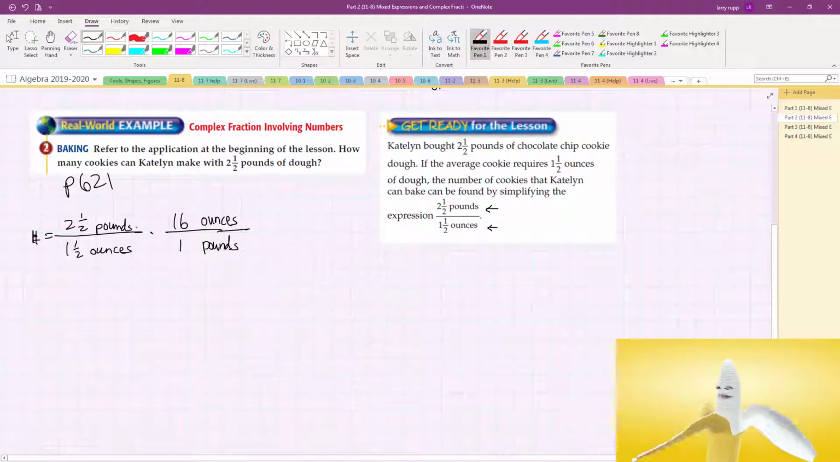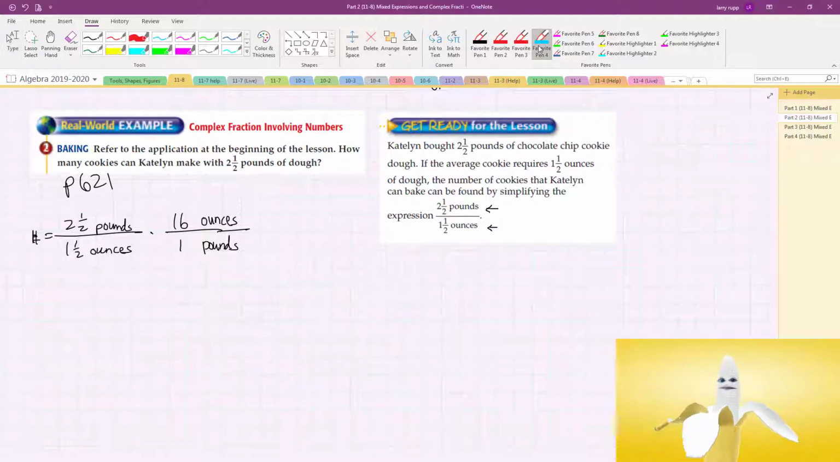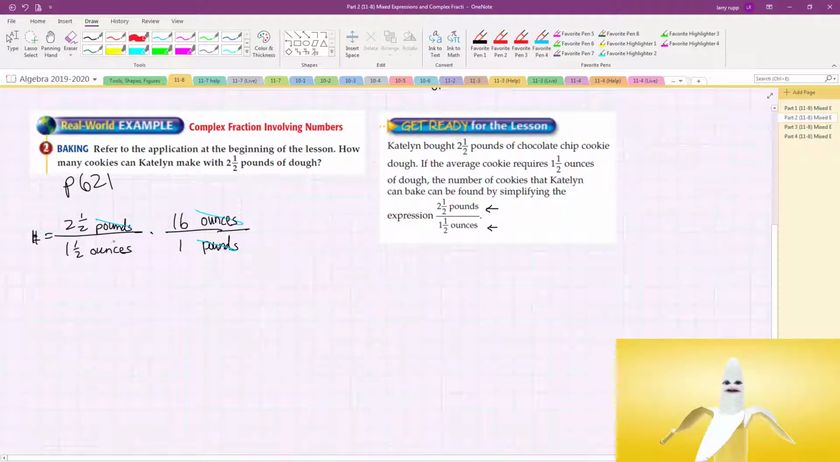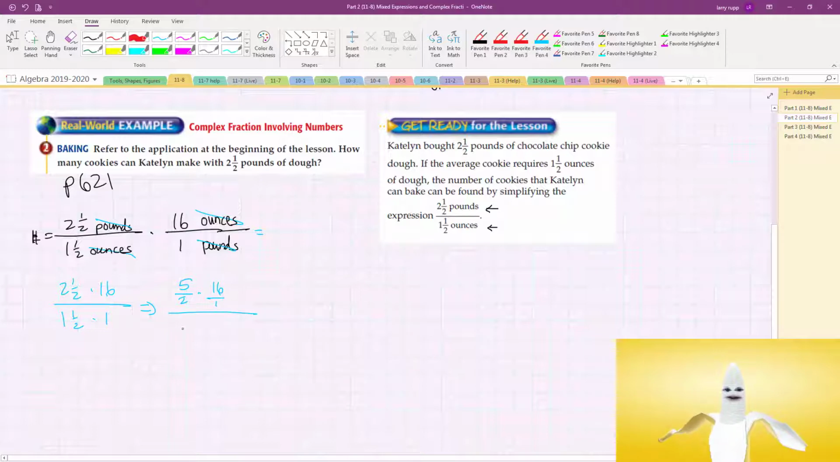Okay, well, whipping out our pen of a different color. Pounds will cancel pounds, ounces will cancel ounces, and what are we left with? We're left with, we'll write it down here, 2.5 times 16 over 1.5 times 1. Let's go ahead and do this. So we're going to take 2.5 and 1.5, convert them into improper fractions. So that would be 5 halves times 16 over 1 divided by 3 halves times 1 over 1, right?